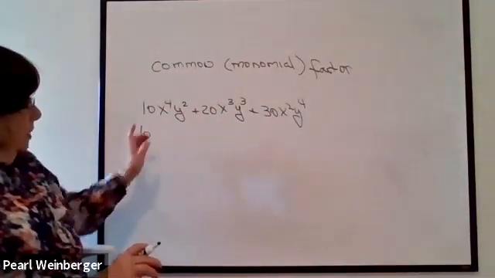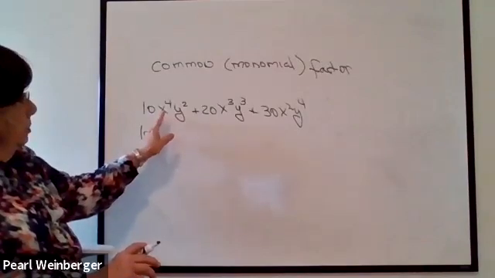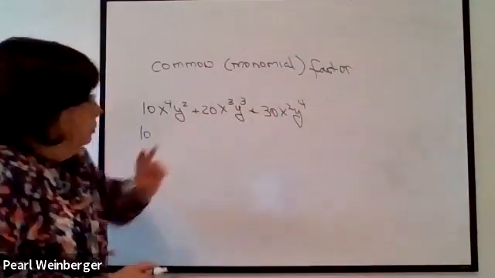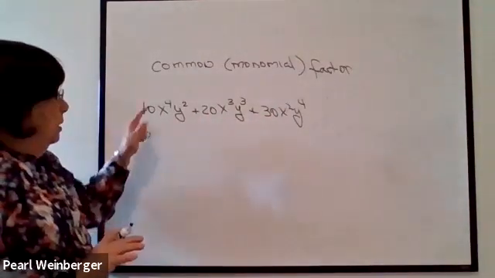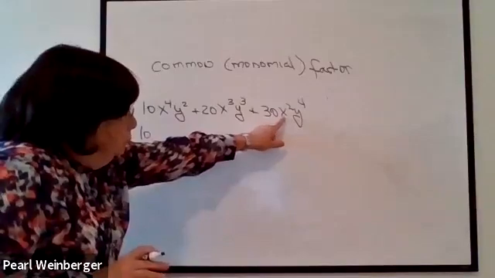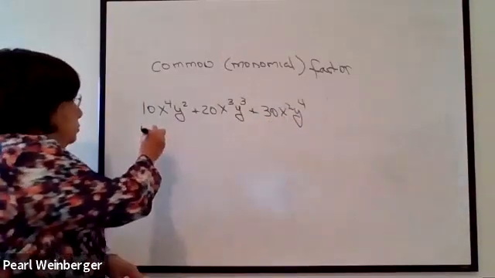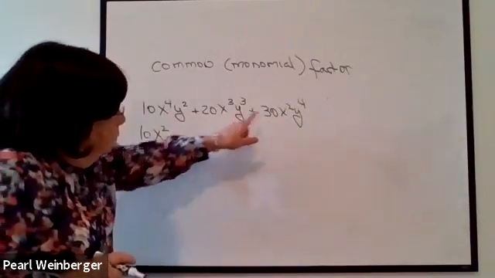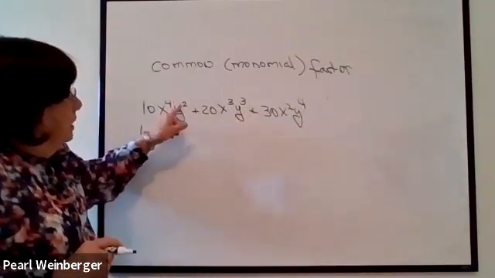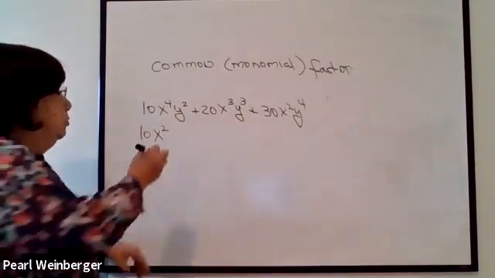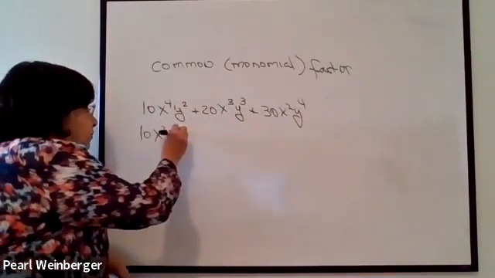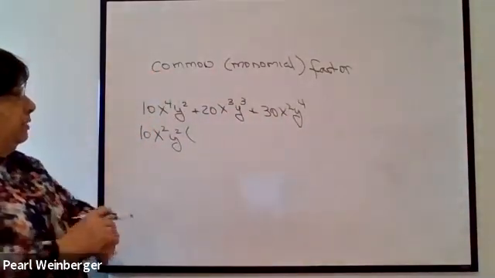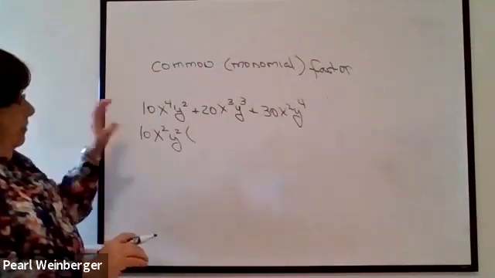Once I have taken care of the coefficients, I now go to the variables. X fourth, x cubed, x squared. I'm just looking at the x's now. The greatest common factor is the one with the lowest exponent, which is the x squared. And I have y squared, y cubed, y fourth. Again, the lowest exponent is the 2. So my greatest common factor of this polynomial is 10x squared y squared. I've done half the work.